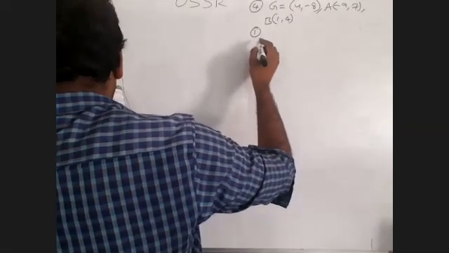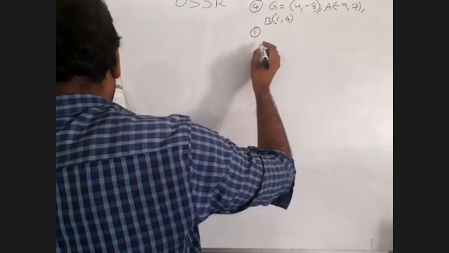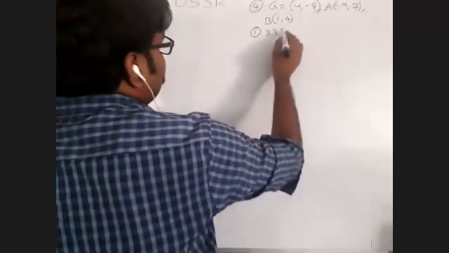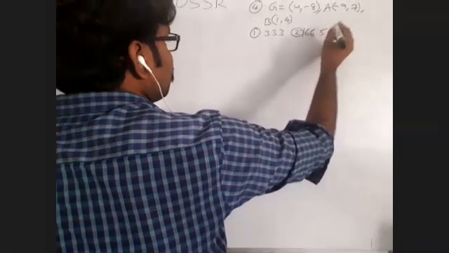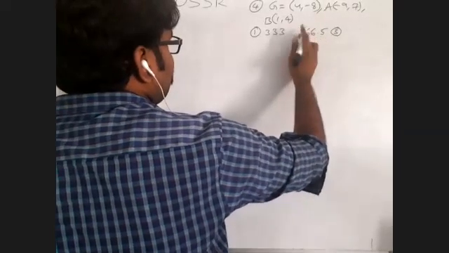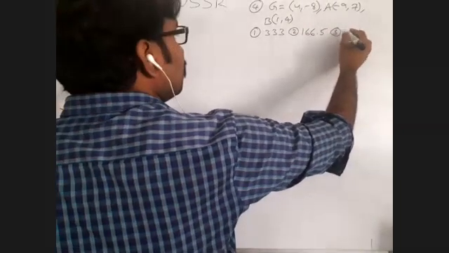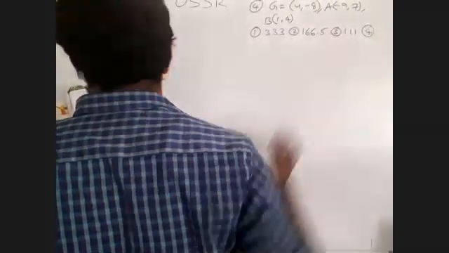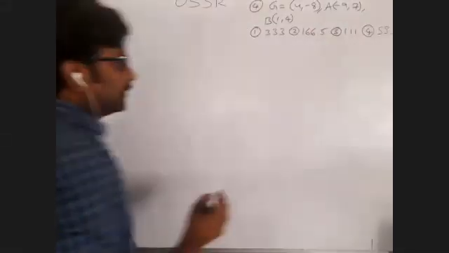Then the area of the triangle is: 333, 166.5, third one 111, fourth one 55.5.